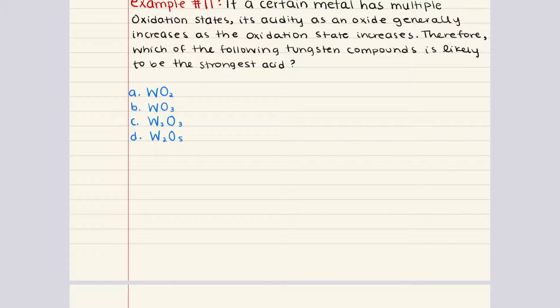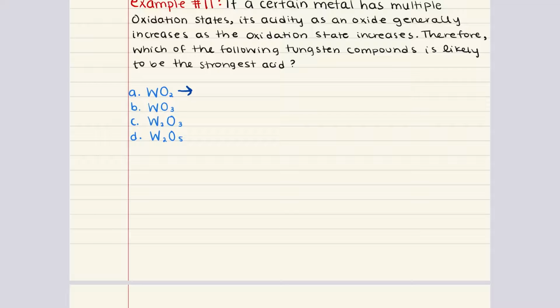Problem 11 says if a certain metal has multiple oxidation states, its acidity as an oxide generally increases as the oxidation state increases. Therefore, which of the following tungsten compounds is likely to be the strongest acid? We're looking at which tungsten compound has a tungsten atom with the highest oxidation number. So let's look at answer choice A.